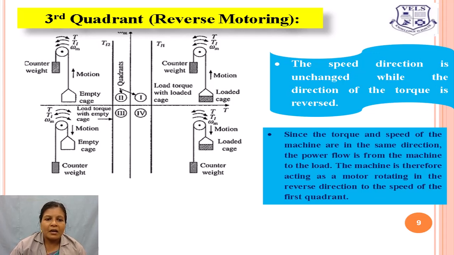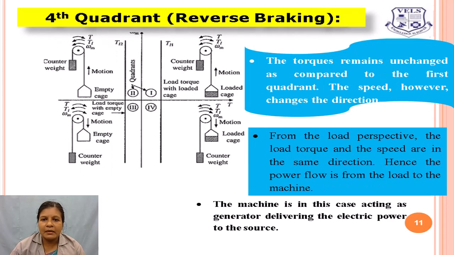So at this time, the direction of the speed of the motor and the developed torque is going to be in the same direction. So what happens? The developed power is positive here, so it is going to act as a motor. Motor in the sense the power always flows from the machine to the load, and at this time the machine acts as a motor here. So it is just like the first quadrant, but the direction alone is different. Since the torque and speed of the machine are in the same direction, the power flows from the machine to the load, and it acts as a motor rotating in reverse direction, just like the first quadrant, but the direction alone is reversed.